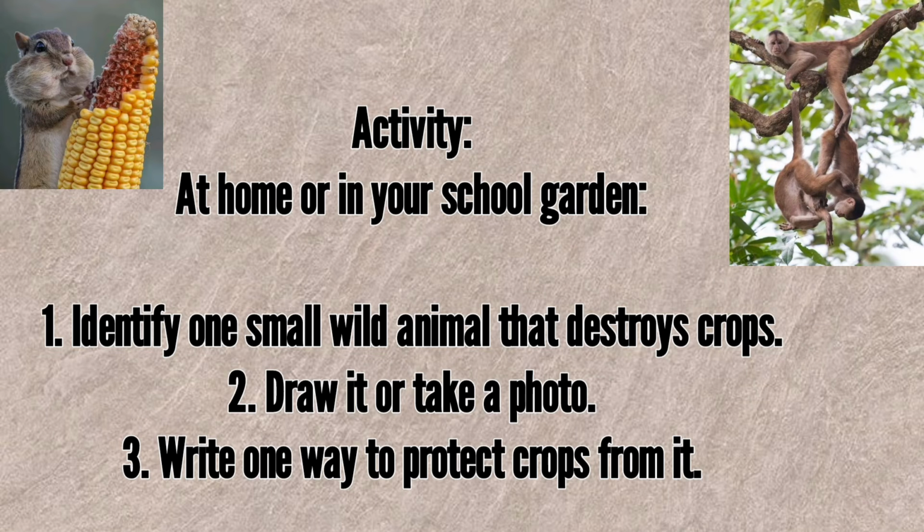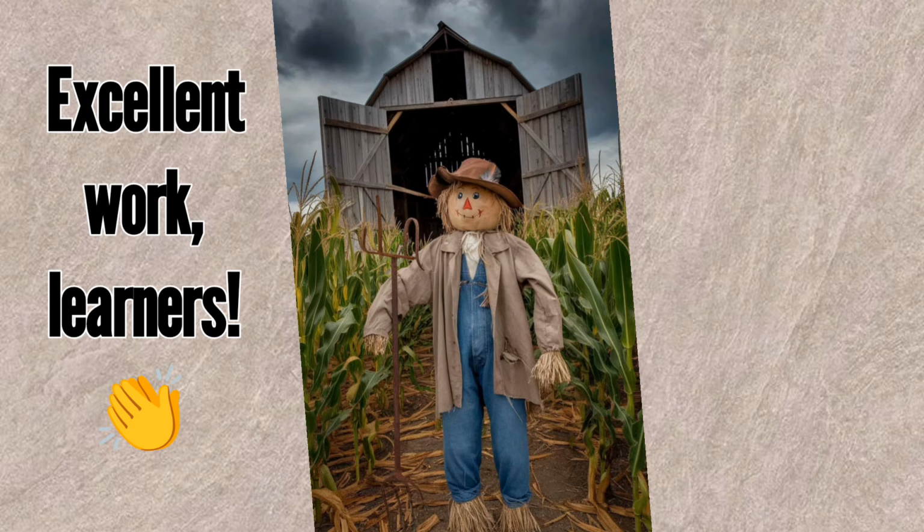Here's a little fun. At home or in your school garden, identify one small wild animal. You can draw it or take a picture and write one way to protect the crops from it. You can comment your answer below.